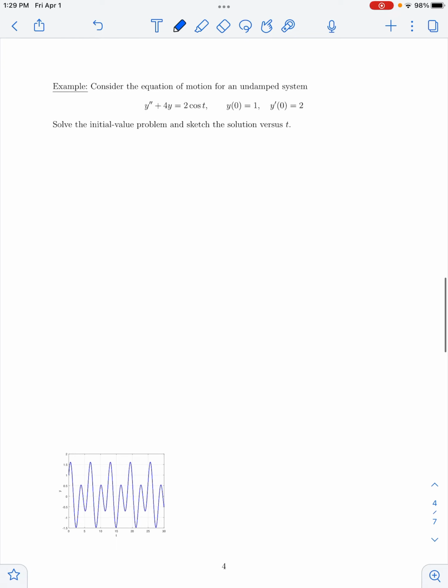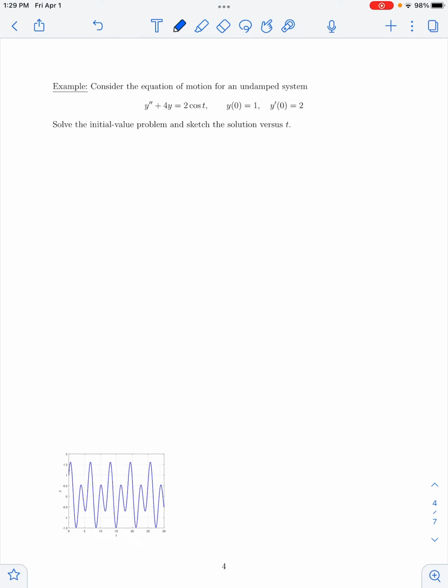So in this first example, we are considering the equation of motion for some undamped system. It's given by y'' + 4y = 2cos(t), with the initial displacement and initial velocity given. And we are asked to solve this initial value problem and then sketch our solution versus time.